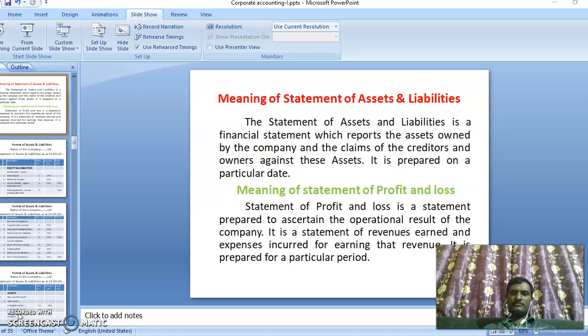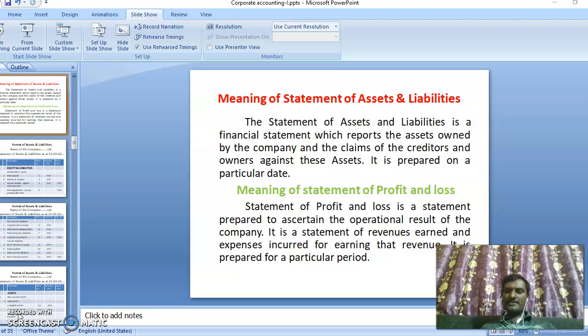Now let us learn the meaning of the statement of assets and liabilities. The statement of assets and liabilities is a financial statement which reports the assets owned by the company and the claims of the creditors and owners against these assets. It is prepared on a particular date. And likewise, the meaning of the statement of profit and loss. The statement of profit and loss is a statement prepared to ascertain the operational result of the company. It is a statement of revenues earned and expenses incurred for earning that revenue. It is prepared for a particular period.